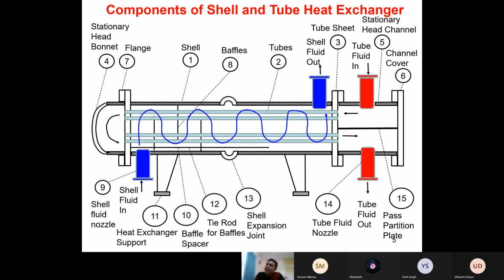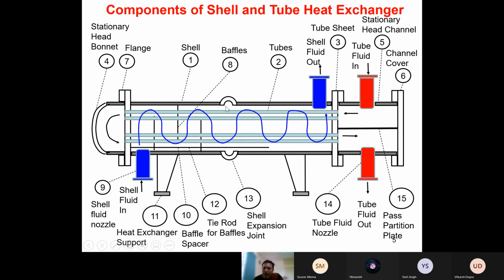Then we started looking at different parts of the shell and tube heat exchanger. This is what we have seen. So the shell and tube heat exchanger has several parts. We have discussed these parts also. So we can have this stationary bonnet head here on the left hand side. We can have the channel cover on the right hand side here. These tubes are there. These tubes are fitted in this circular disc, which is called a tube sheet. This tube sheet is fixed to the stationary bonnet head using this flange.